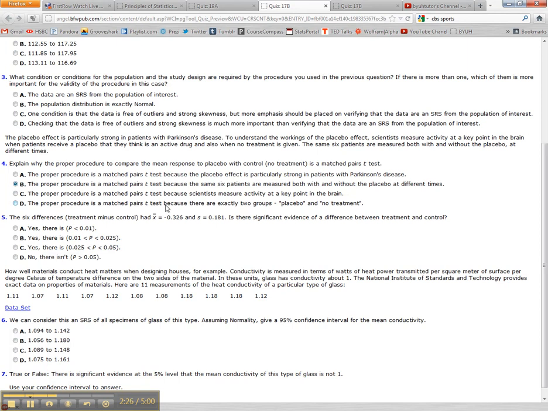So again, to distinguish between match pair and two sample t-test: in a two sample t-test, you have two means that are coming from different populations. For this one, this is a match pair because it's the same individuals being tested with and without the placebo. And that's it.